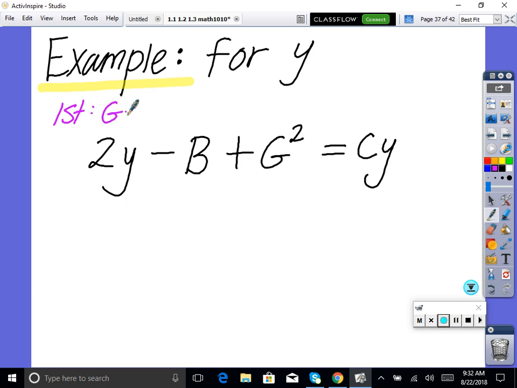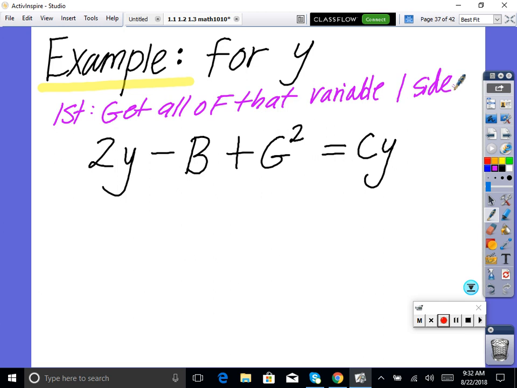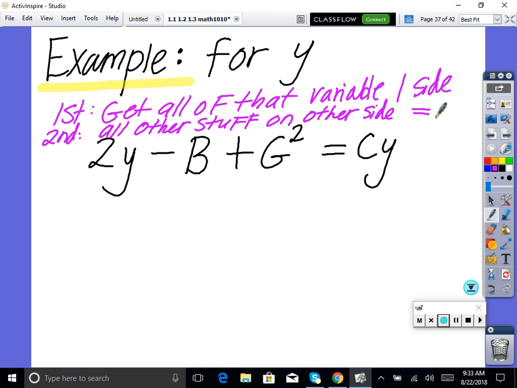So say, get all of that variable on one side. This is your notes, I'm trying to help you take better notes. You'll say in your notes, if you have 2 of the same variable that you're solving for, that's the first step. The second step, you get everything else, all other stuff, on the other side of the equation, on the other side of the equal sign. And then we'll go on from there.